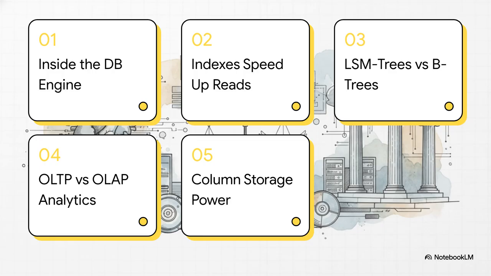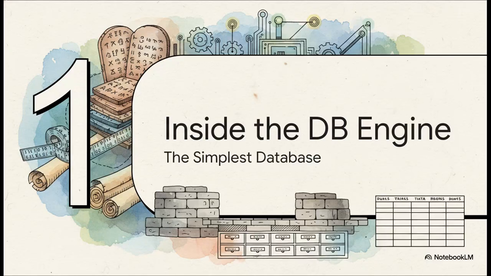So here's our roadmap for today's Explainer. We're going to start inside the database engine, look at how indexes speed up reads, compare LSM trees versus B trees, break down transactions versus analytics, and finish up with the power of column storage. Part 1, Inside the Database Engine.